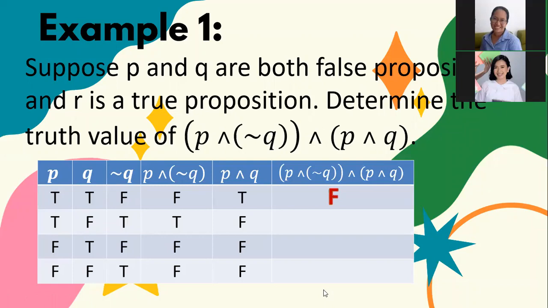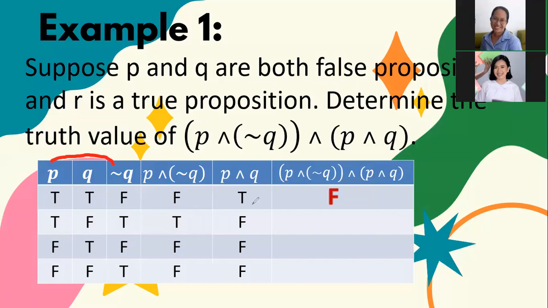Wait lang po, kasi I cannot see the annotation. As you can see here, you just need to look at and compare these 2 columns. You need to get the conjunction of these 2 columns. Anong sabi natin kanina sa recall natin? Sa conjunction, the only true proposition is if they are both true. So if P is true and the negation of Q is false, then it's false. Dito lang siya sa dalawang true magto-true, all the rest is false.